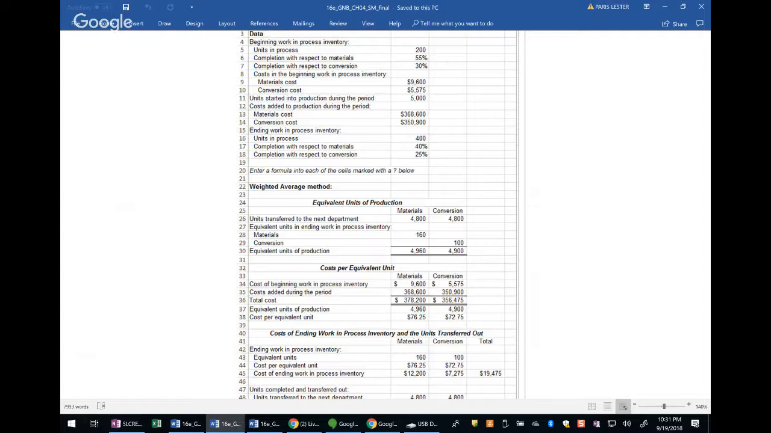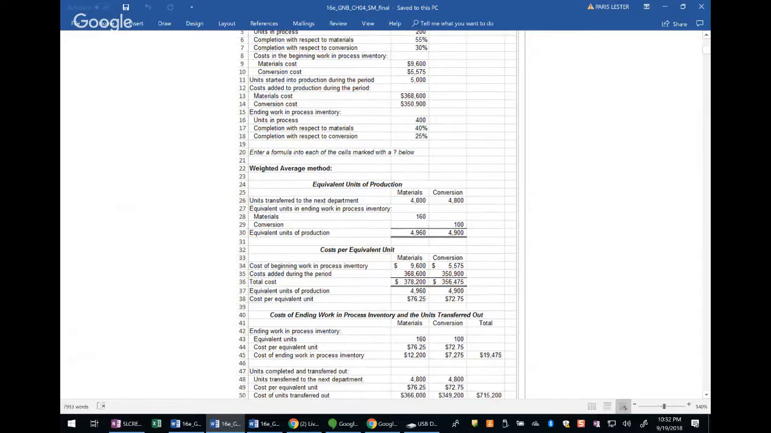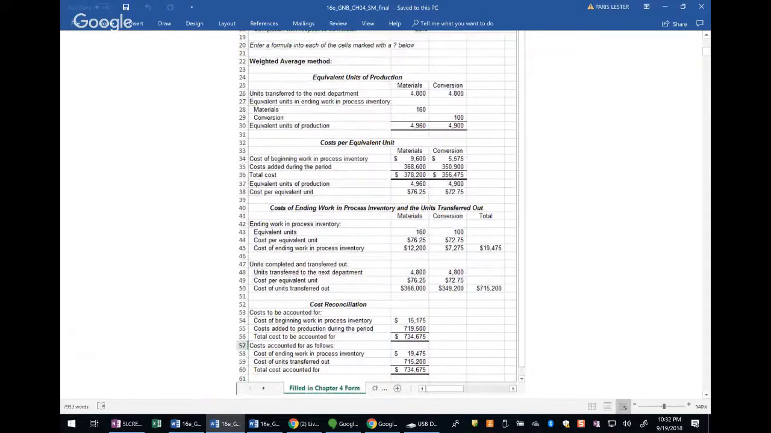All right, 90, 49, 60 into 378.2. Well, now where does 378.2 come from? Beginning materials, new materials cost. 76.25, 72.75. All right, you've got unit cost, take your equivalent units, ending inventory, times that cost. So here's the money you have in your ending inventory, 19,475. Now, units transferred to the next department, 4,800, you can add these two together, you get 715.2. All right, 715.2 plus the 19,475 is 734,675.